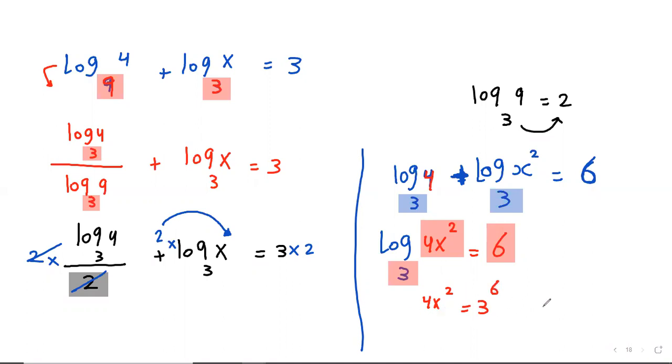And to get this x to the power of 2, you will divide 3 to the power of 6 by 4 using the calculator. Or we can find the square root directly. It's x equals the square root of 3 to the power of 6, which is 3 to the power of 3. It's 27 over 2. So what is the value of x? It is 27 over 2.